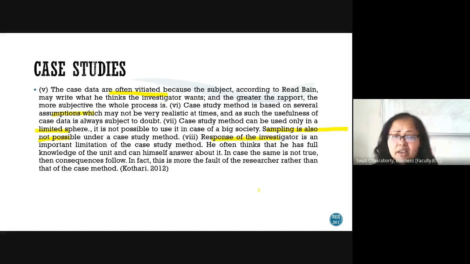Response of the investigator: what happens? He or she thinks that he has full knowledge about the unit and can himself answer about it. In case the same is not true, then consequences will always follow. So then the results also become inaccurate.